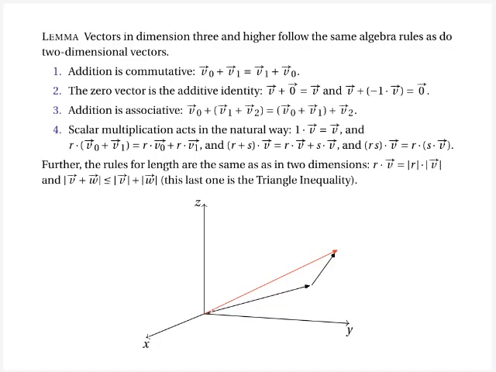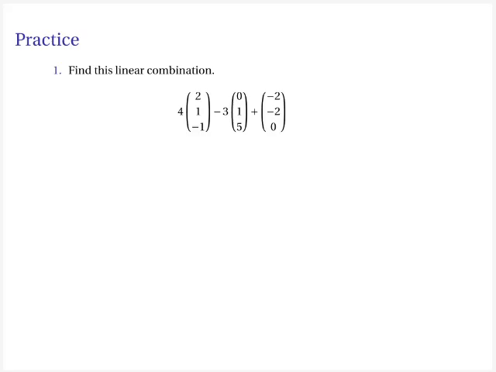So there are the rules. Addition is commutative. The zero vector is the additive identity, addition is associative, and the rules for scalar multiplication and lengths are the same. You might even remark that the text here, not the three-dimensional picture, is the same as the text was for 2 dimensions. So what you have really is a system that continues to hold when you move to higher dimensions. In general, the study of vectors is called linear algebra. Okay, some practice.